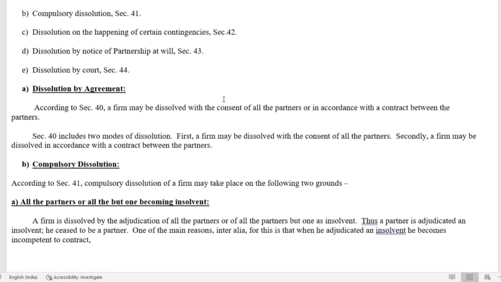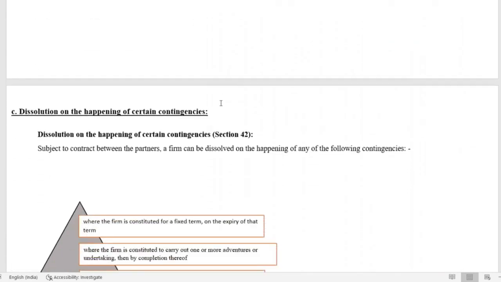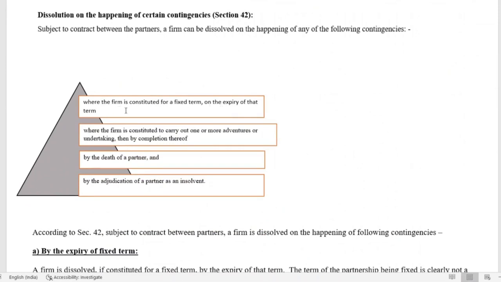That is under Section 42. We can see there are 4 instances. First, where the firm is constituted for a fixed term, on the expiry of that term the partnership firm can be dissolved. A second instance is where the firm is constituted to carry out one or more adventures, that is business or undertaking, then by the completion thereof the partnership firm can be dissolved. Then the other aspects are the death of the partner and the adjudication of the partner as an insolvent, which I have already discussed at length.